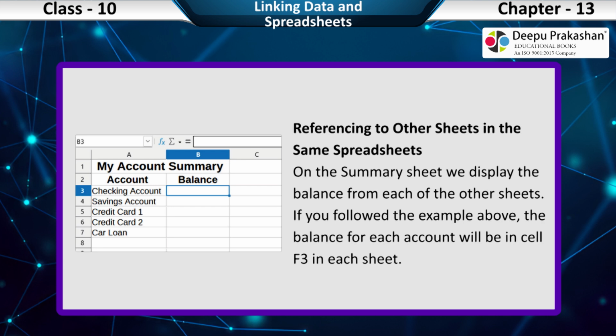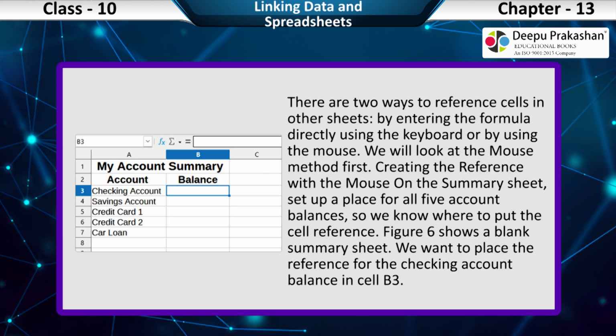Referencing other sheets in the same spreadsheet. On the summary sheet, we display the balance from each of the other sheets. If you followed the example above, the balance for each account will be in cell F3 in each sheet. There are two ways to reference cells in other sheets, by entering the formula directly using the keyboard or by using the mouse. We will look at the mouse method first.